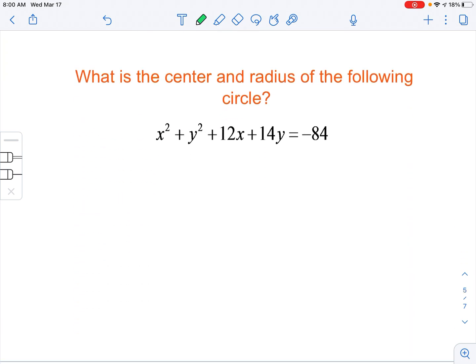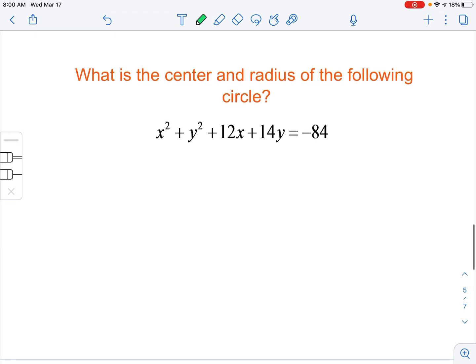So now we're going to step it up a notch and talk about what the center and the radius is of the following circle. But this time we're not given those factor bubbles. We want it to look like this in the end: x minus h squared plus y minus k squared is equal to, not 25, r squared. But we have to kind of manufacture that. We have to create that.